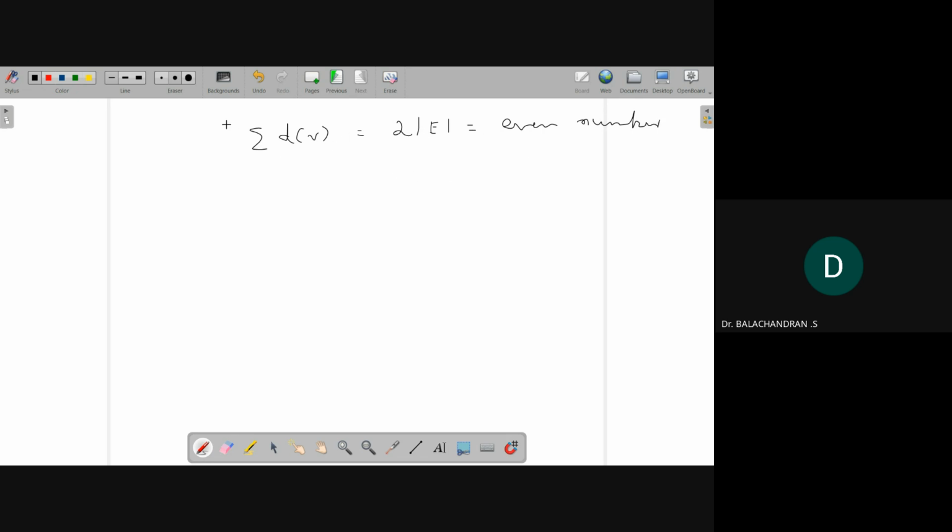But this is a general result, we know that. But in our problem, V belongs to capital V. What is given? It's a cubic graph, so each vertex has degree 3. Each vertex is degree 3, which means you add 3 plus 3 plus 3. If it has n vertices, you'll get 3n. The left-hand side is the same.